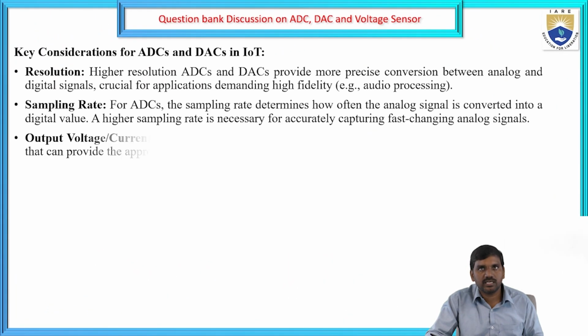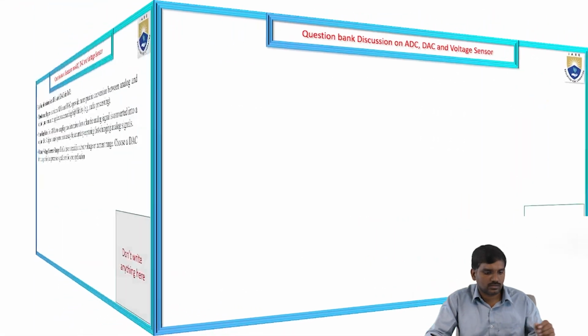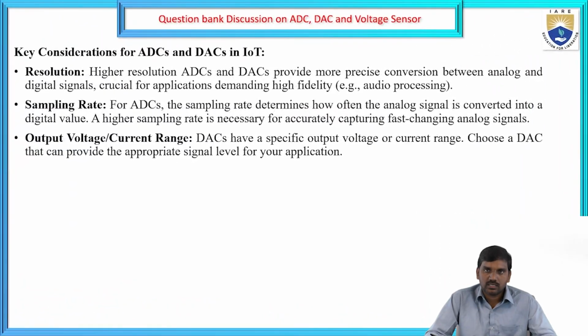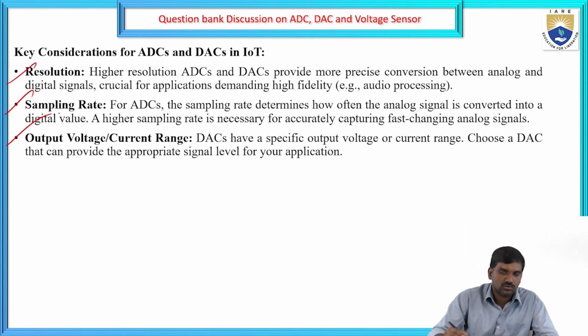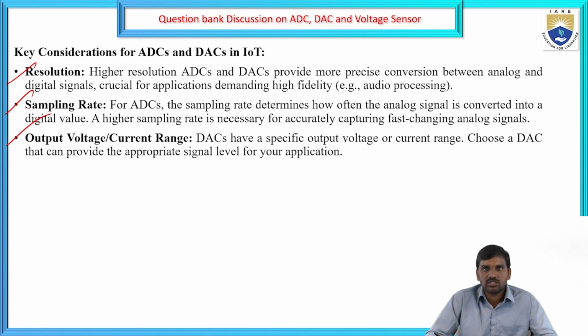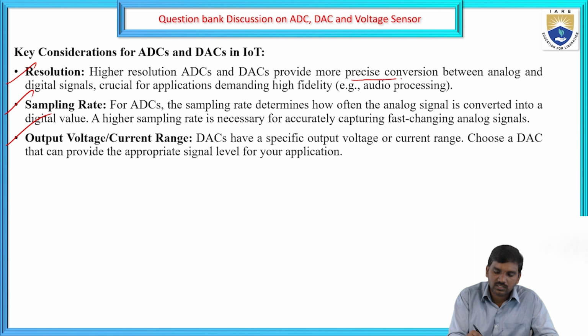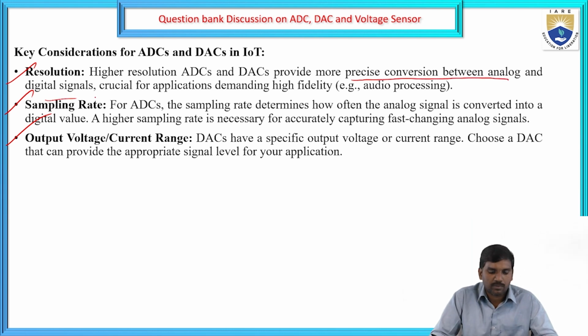Next, some key considerations for using analog to digital or digital to analog converter sensors: resolution, sampling rate and output voltage or current range. Here, in terms of resolution, high resolution ADCs and DACs can provide more precise conversion between analog and digital signals, crucial for applications demanding high fidelity.